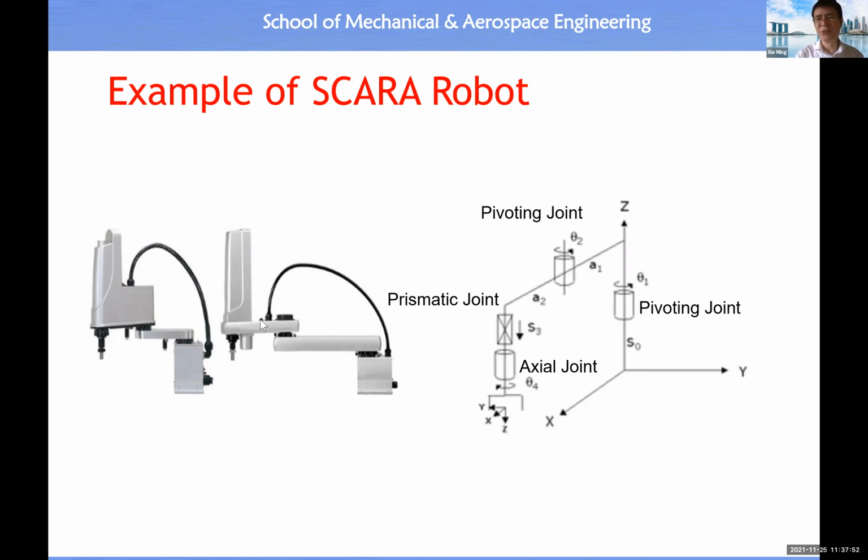The graphic representation of this type of SCARA robot is like this. The first joint is a pivoting joint. This is joint 1, then this is link 1. You will see joint 1 is mounted on link 0, or the base link. The base link is the base of the robot. Then link 1, link 2, link 3, then link 4. This is joint 2, the second joint. Then this is joint 3, a prismatic joint. Then joint 4 is a revolute joint.